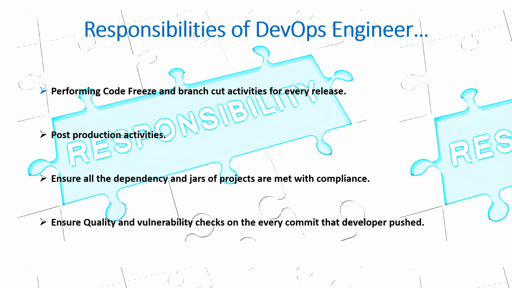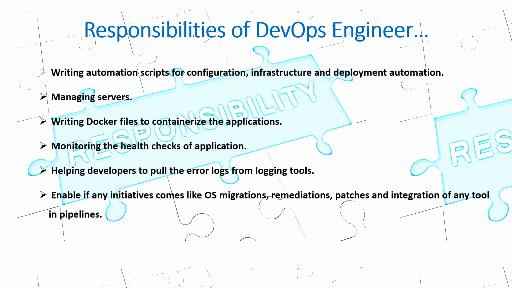After the release, they will do post-production tasks such as unlocking code freeze, deleting old branches and Jenkins jobs, and closing change requests. They guarantee that all projects adhere to organizational guidelines. They also run code scans to ensure the quality and security of each update.